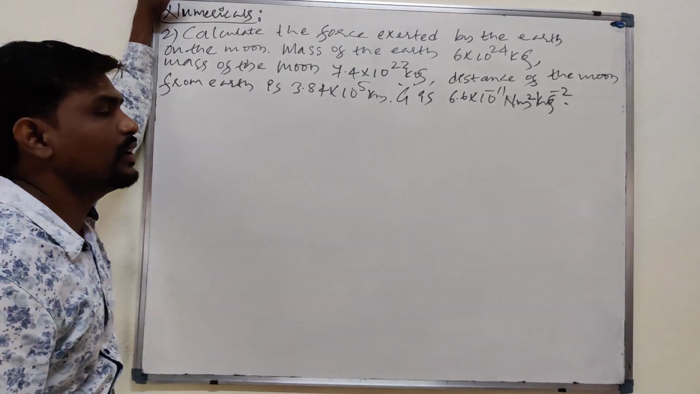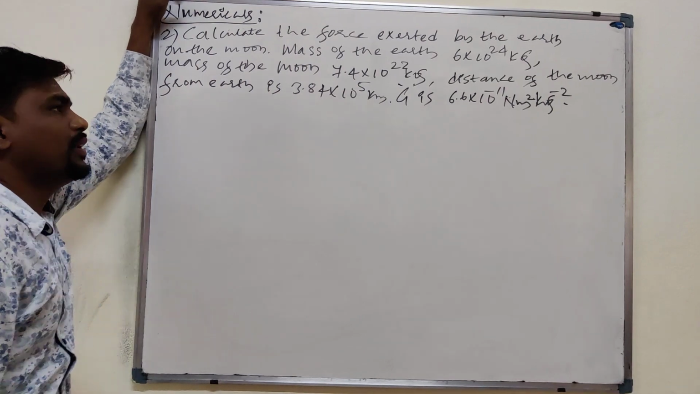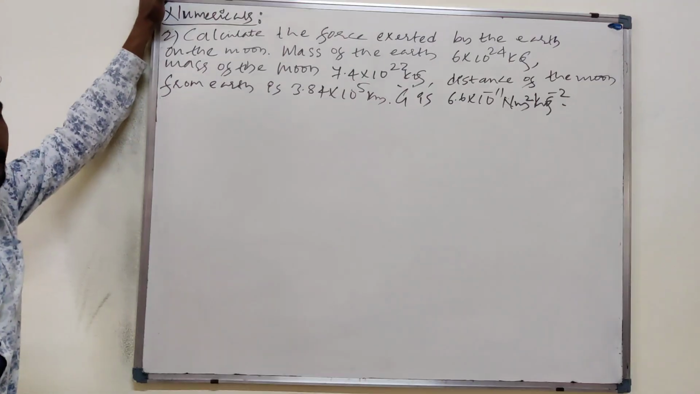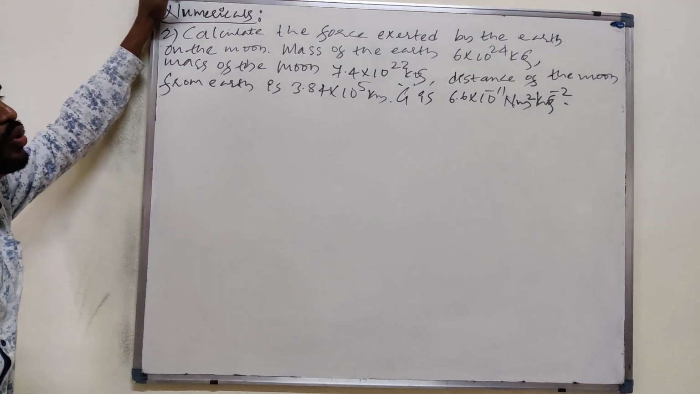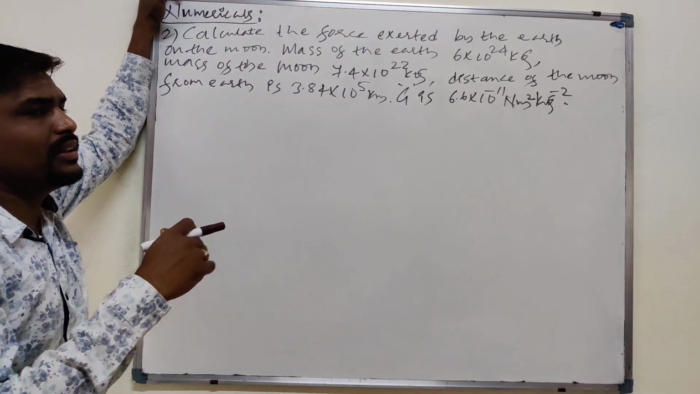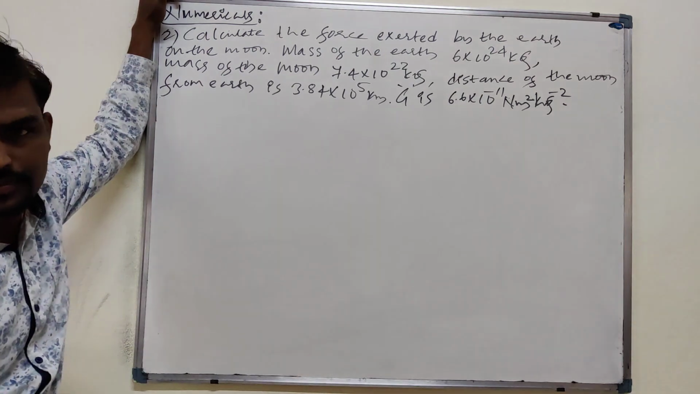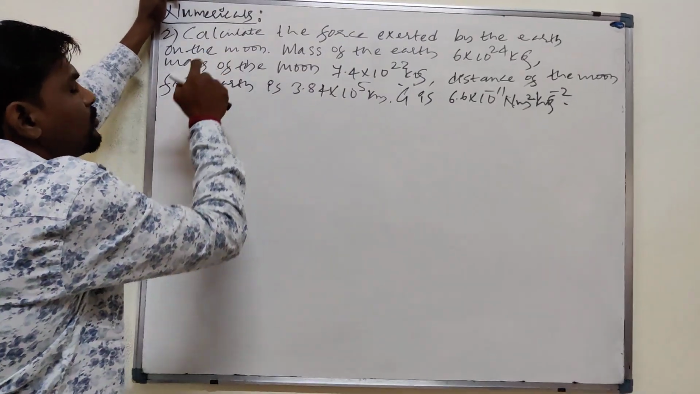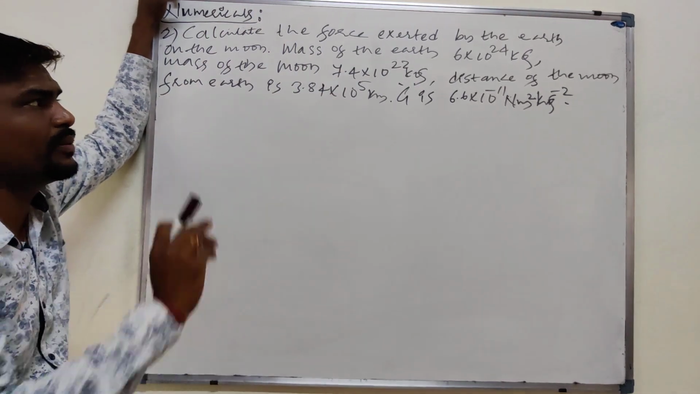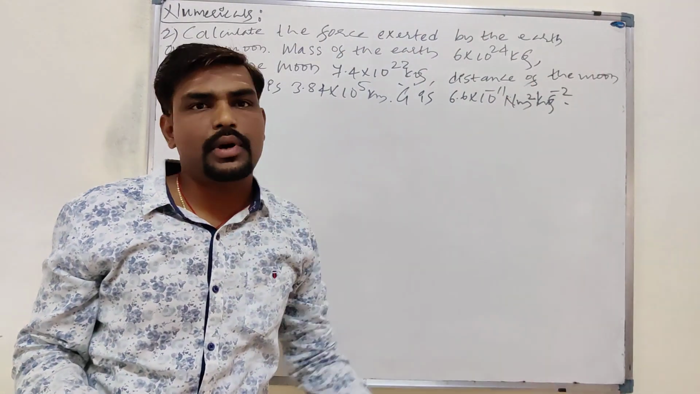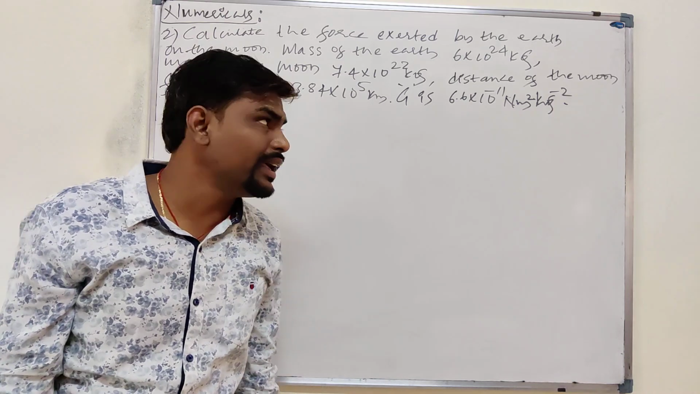Right, here, see, calculate the force exerted by the earth on the moon. So there is a force from the earth towards the moon. So, moon is also a mass, earth is also a mass. Clear my point.